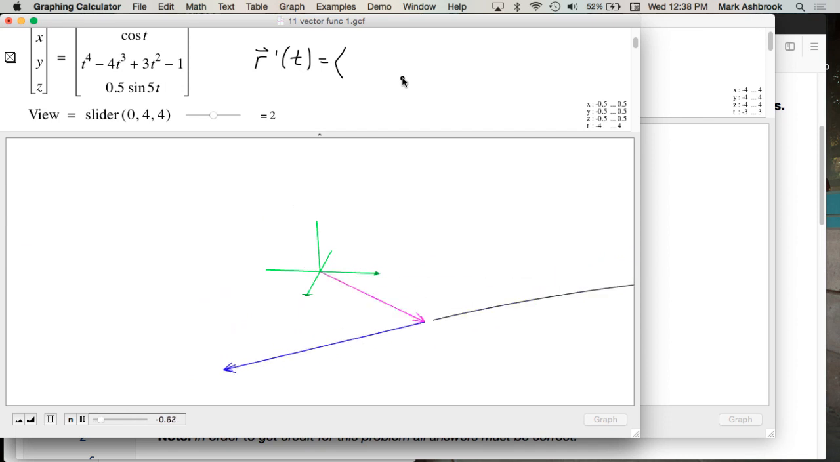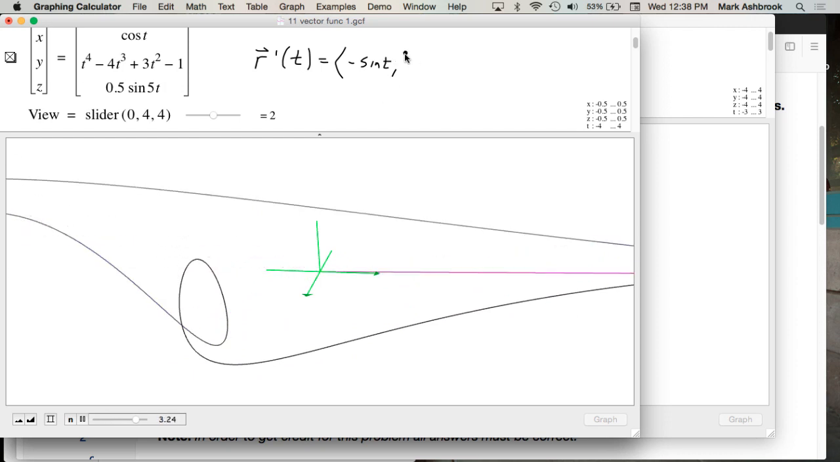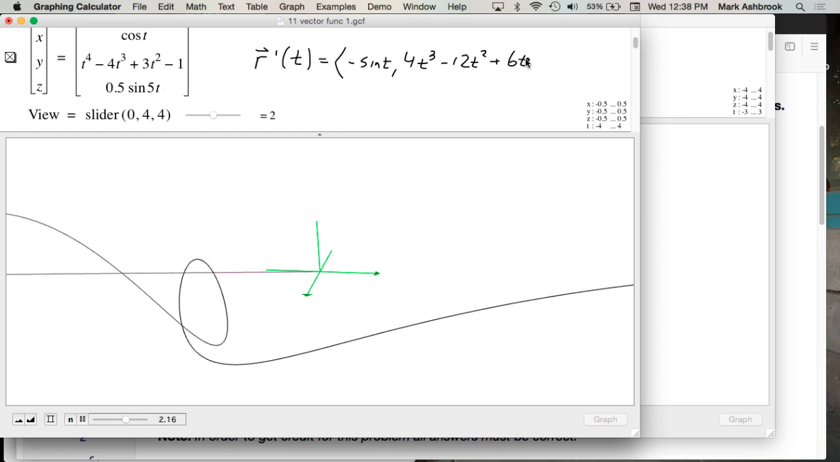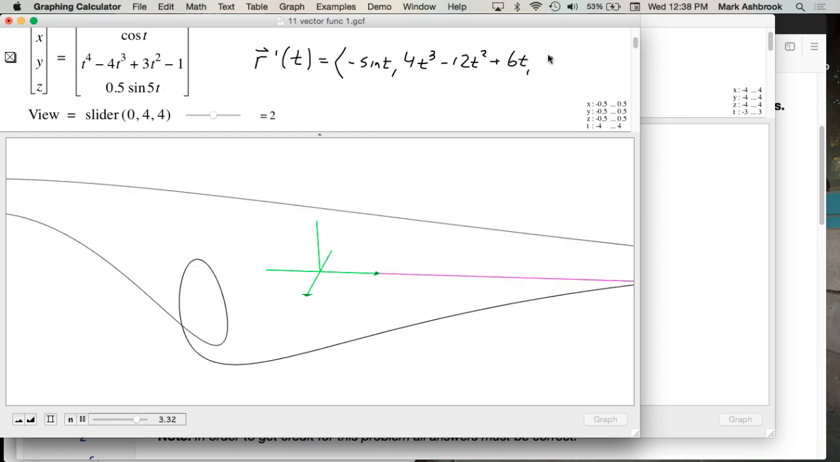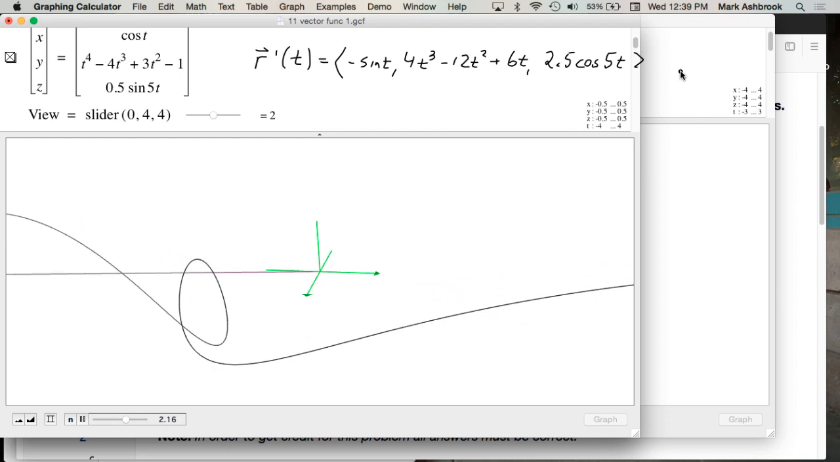So the x component is negative sine t. The y component is 4t cubed minus 12t squared plus 6t, and 2.5 cosine 5t. Did I do the math right? So this is the vector function's derivative. And likewise this is a new vector function. It's a set of vectors itself.